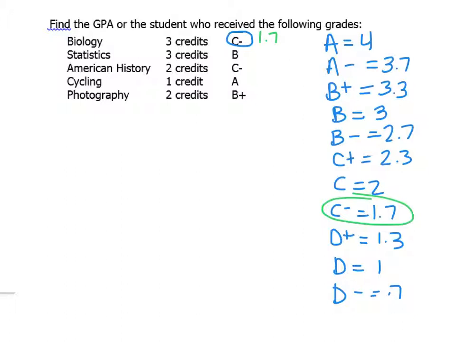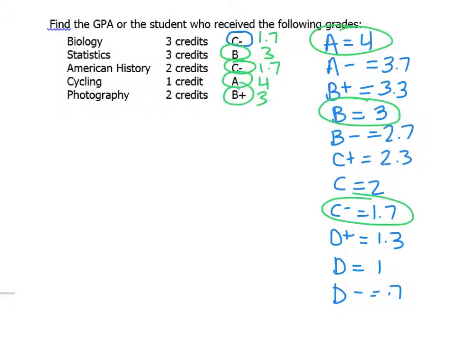Statistics, they earned a B, and that is going to be worth 3 points here. American history, they got a C minus, which again was a 1.7. Cycling is an A, which they earned a 4. And photography is a B plus, which they earned a 3.3. Okay, so those are the scores.